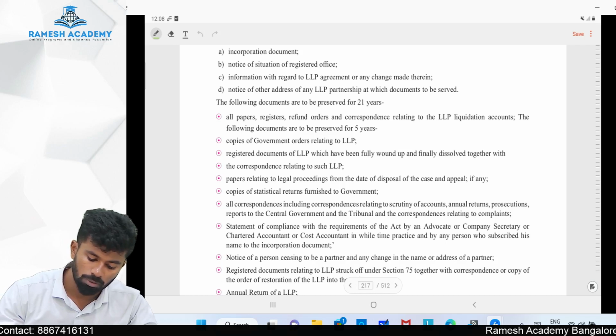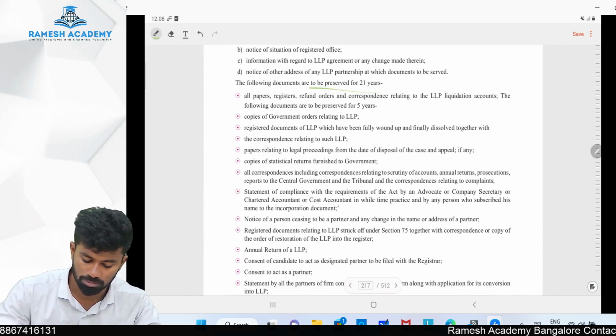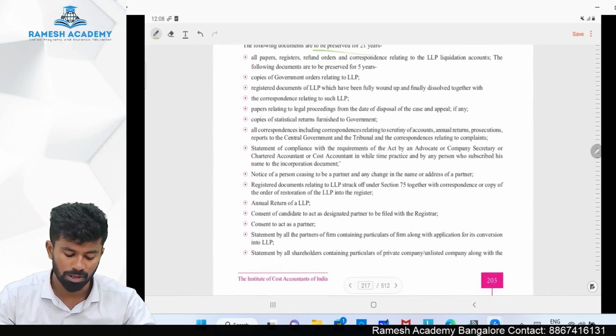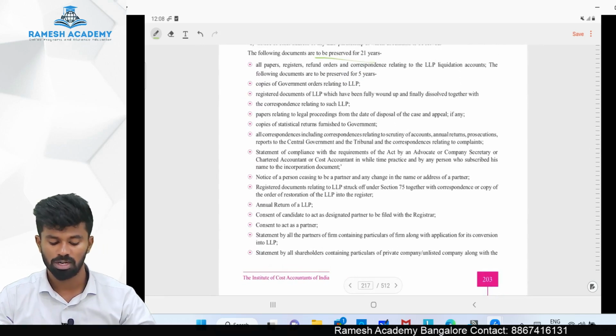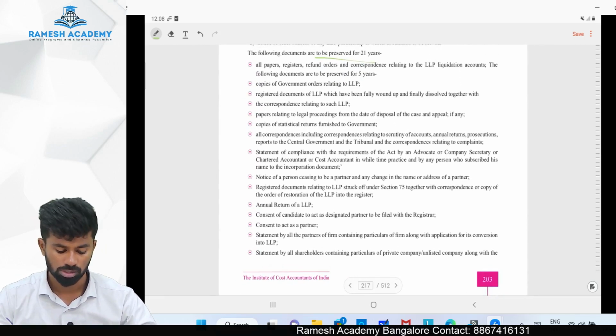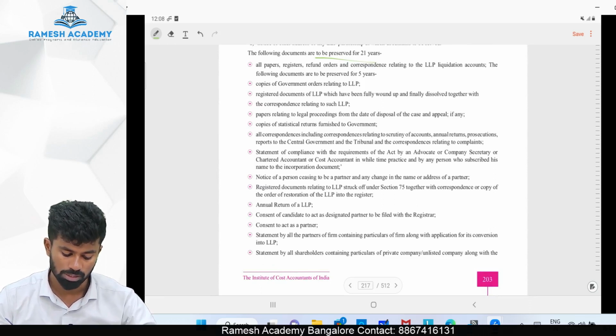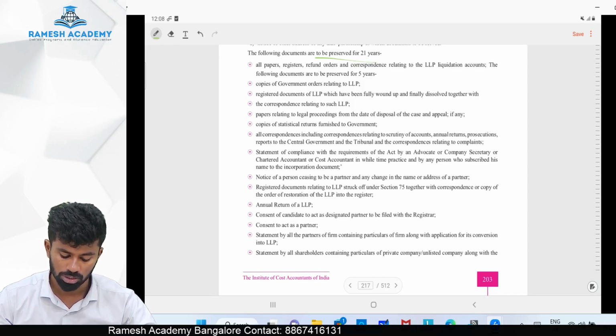The following documents are to be preserved for 21 years. You can go through the list we have: statement of compliance with requirements, correspondence with respect to LLP, registered documents of LLP, copies of government orders, notice of persons, annual return, consent of candidate, consent to act as partner, statement of shareholders.